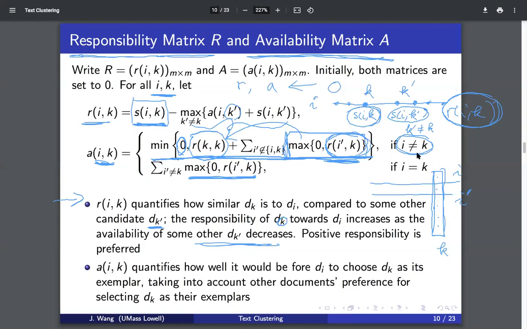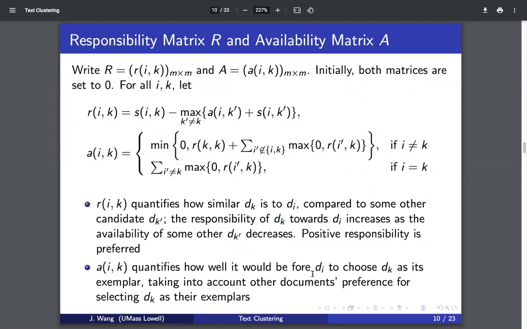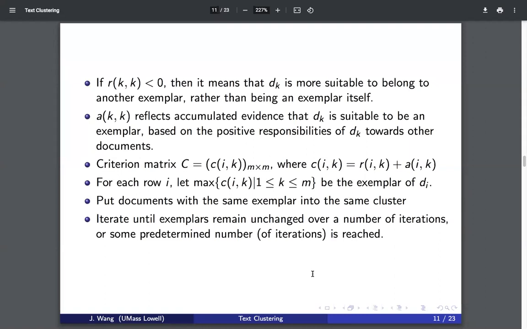Okay. So again, we're here. If this is positive, we're going to return this. If it's negative, it returns zero. So then this availability ik quantifies how well it would be for di to choose dk as its assembler. Assembler means that we're going to merge di with dk, and of course compare with other documents' preference for selecting DK as assembler. So that's the algorithm.